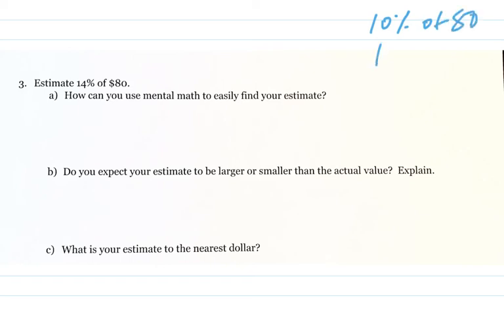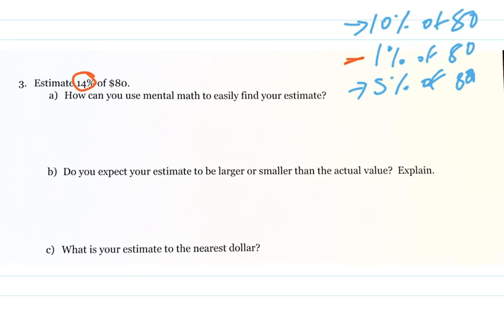And then we could do 1% of 80, and we could do 5% of 80, and we could add our answers to this one plus this one, and then subtract that 1% to get 14% exactly. But we might want to just round or find an approximation and just say, well, 14% is really close to 15%. So maybe we could find 15% of 80 instead.